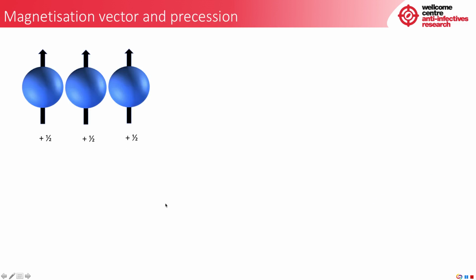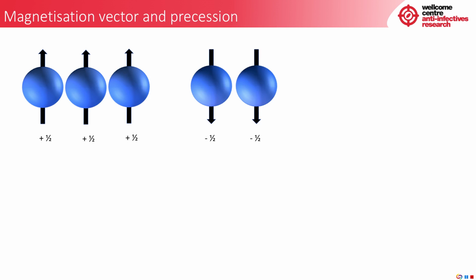So to go over that in a little bit more detail, here we have 3 spin-a-half nuclei, and we're going to add to that 2 minus a half nuclei. This gives us a net polarization in line with the field along what we call the z-axis. I should say here the preference in real life is much smaller than that. It's maybe a 6 atom preference in a million, but it's enough.